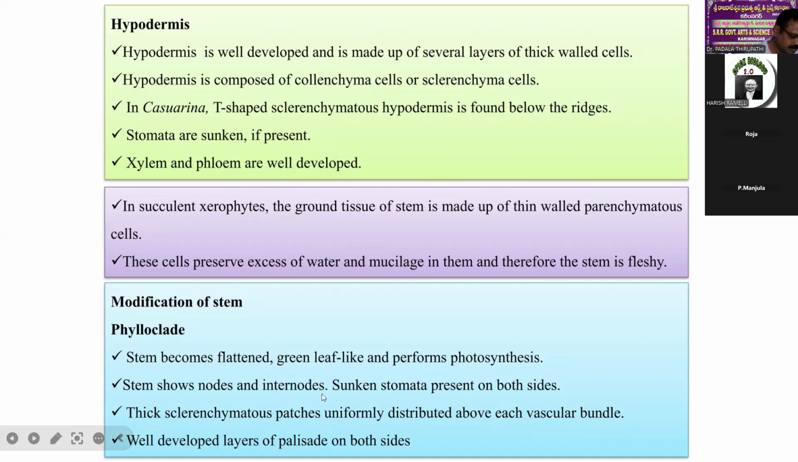The stem shows nodes and internodes. Sunken stomata are also present on both sides. Thick sclerenchymatous patches are uniformly distributed above each vascular bundle, with well-developed layers of palisade on both sides.